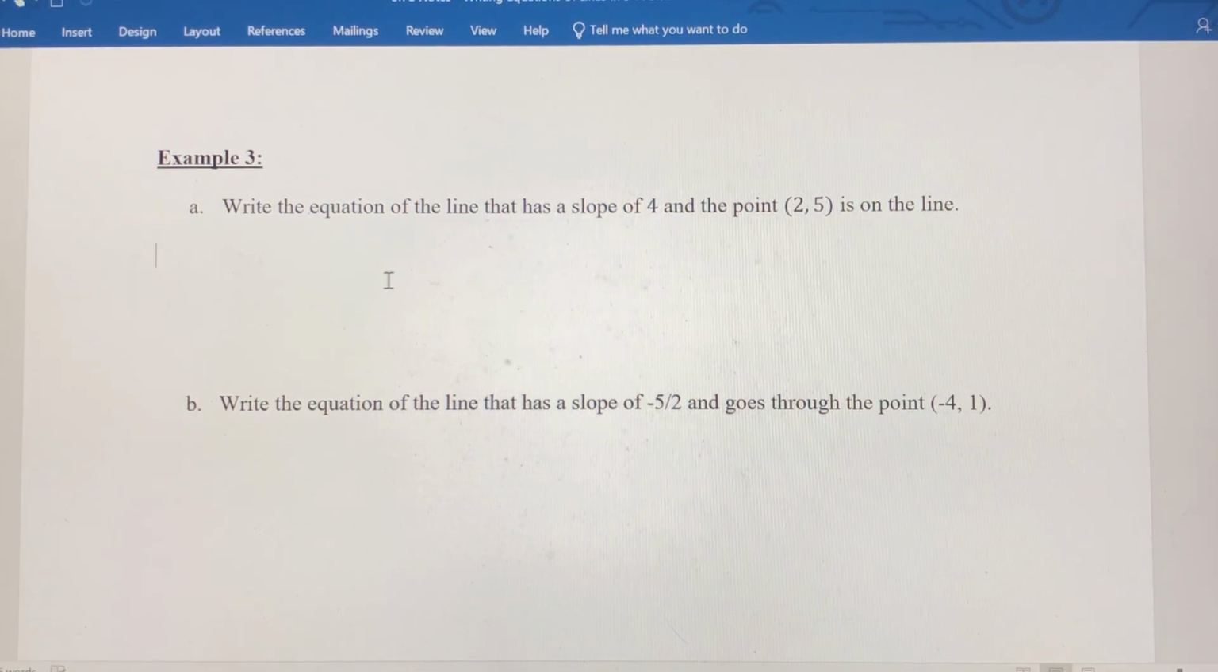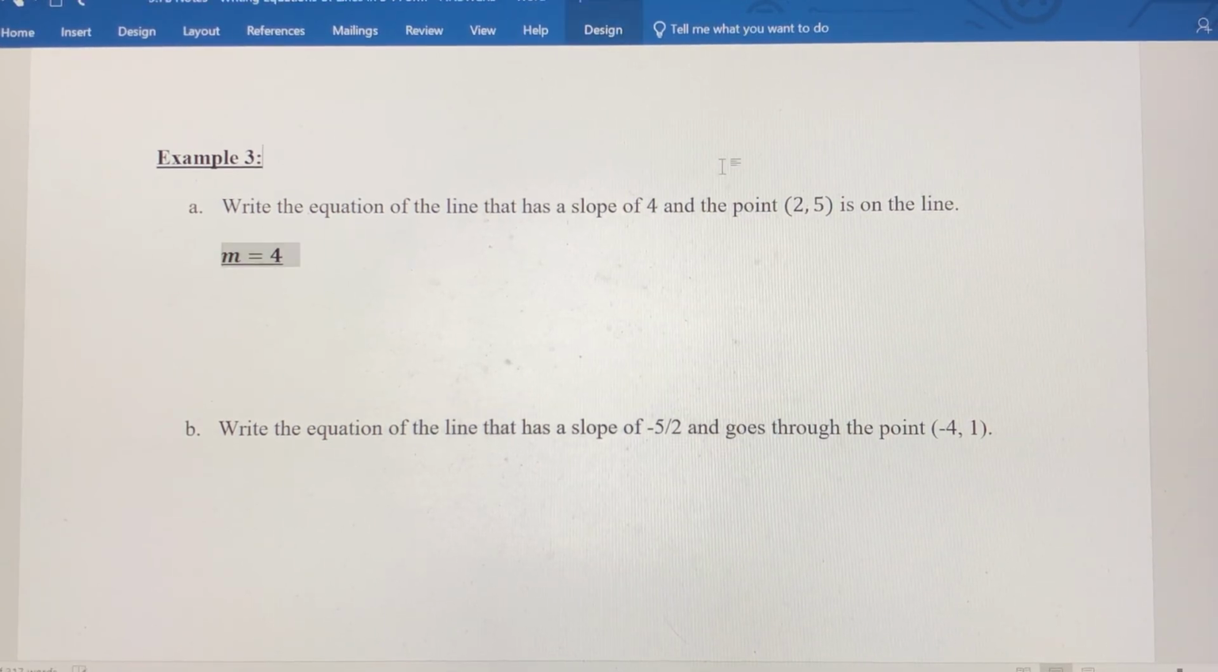So in this video, we're going to write the slope-intercept form of the equation of a line, okay? The slope's going to be given, and a point on the line is going to be given, okay? So we don't have the y-intercept. So we have to find the y-intercept, okay? And I'm going to show you how to do that here, all right?